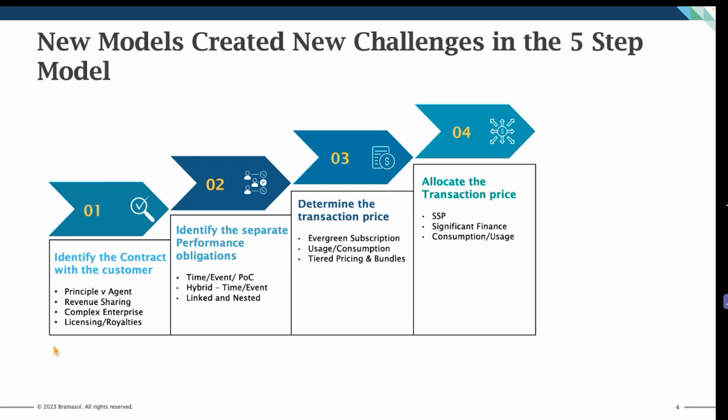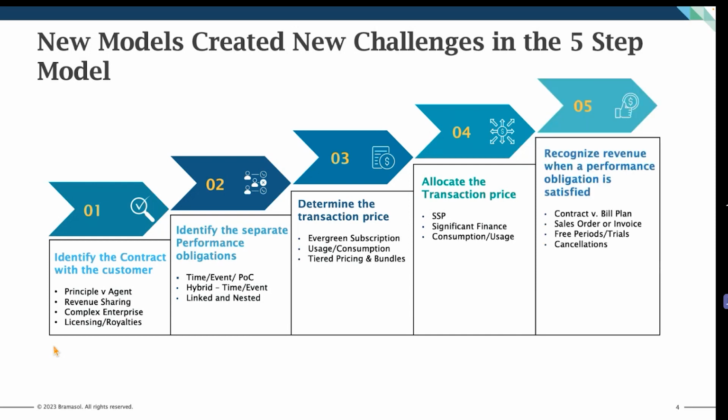And then how do you allocate, again, that consumption usage model when you don't know exactly how much it's going to be? What are some of the steps you can take to make some assumptions? And finally, it would be easy to recognize that revenue when the performance obligation is satisfied. But we've seen a number of different options here in which companies explore what is my contract date versus what does my bill plan say? Am I using sales orders or invoices to drive that? Or am I using, in the case of intercompany, different acquisition methodologies, such as stock transfer orders?